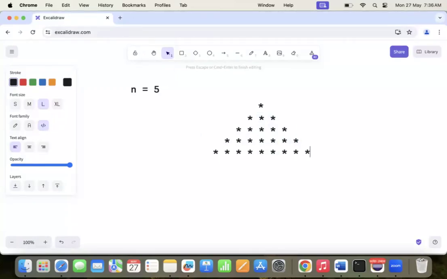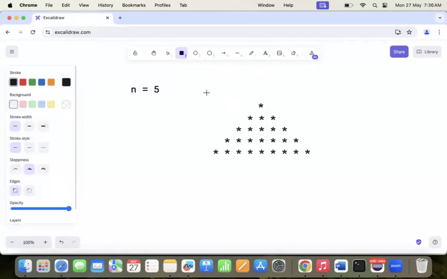Guys, this is the pattern I'm asking you to find the solution for. This is actually called a pyramid pattern, folks. If n is equal to 5, then I should get 5 rows, and this is the pattern I would like to print. So if n is equal to 5, then we should get an output like this.